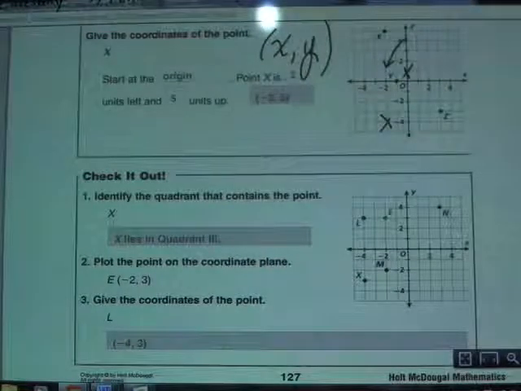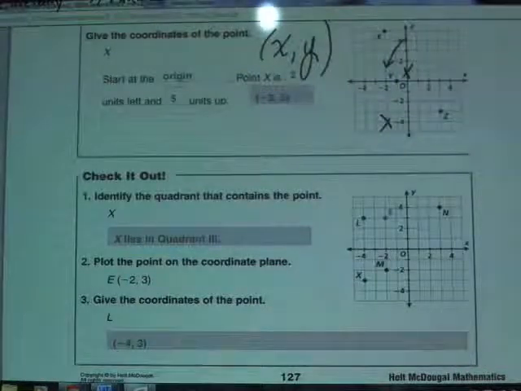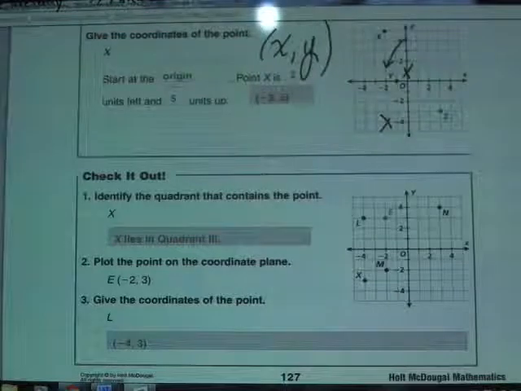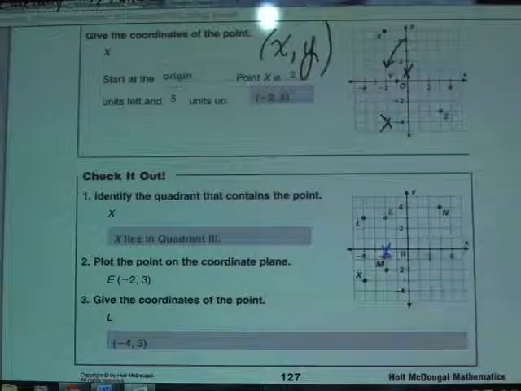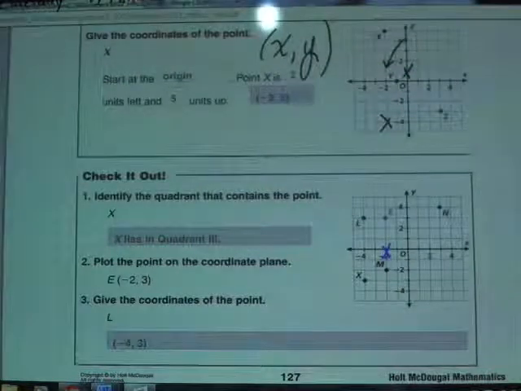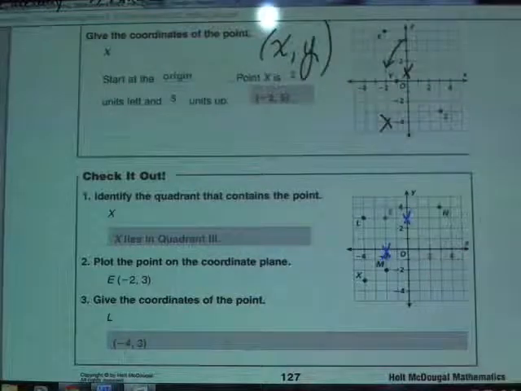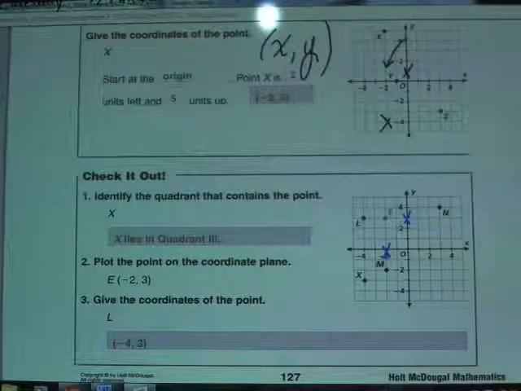In number 2, they're asking me to plot the point -2, 3. So again, the point -2, 3 means that point is going to have an x-axis representation of -2. Well, there's -2 on my x-axis. And it's going to have a y-axis representation of 3. And there's 3. Again, it's always x first and then y second. That's always the way they write points. So I don't have to guess which one they're doing first. It's always x first and then y second.